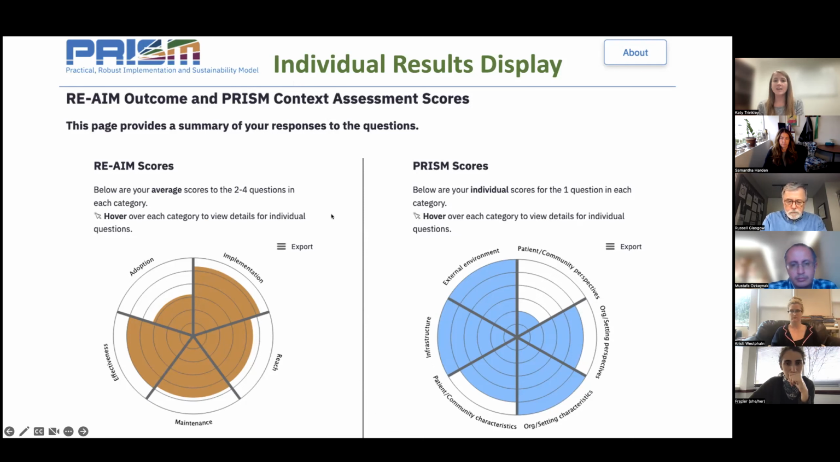On the right are the PRISM scores, and one question per each of the different domains, but they can also hover to see the details of the questions. Notably, export, so people can print this information. And so greater color represents areas that need less improvement. You're doing really well. Less color towards the center represents those areas where maybe we need to spend more time.